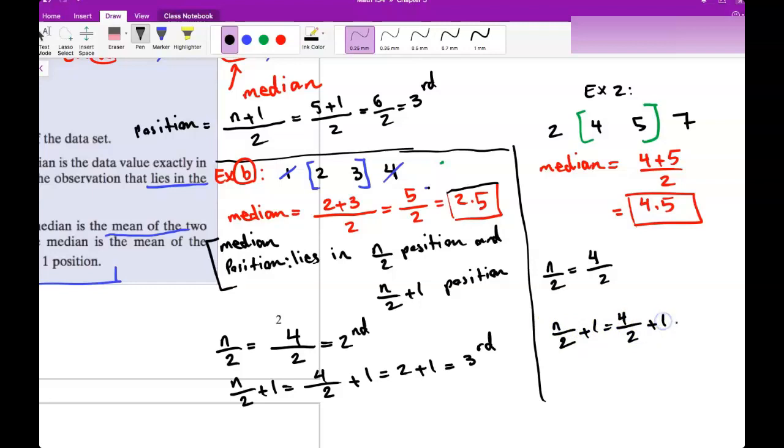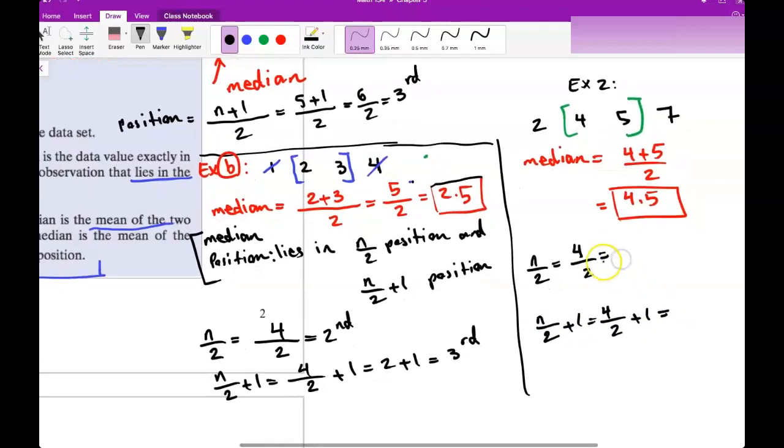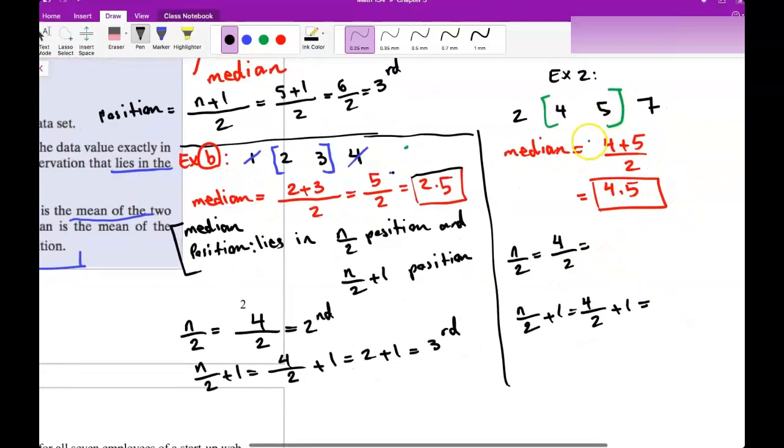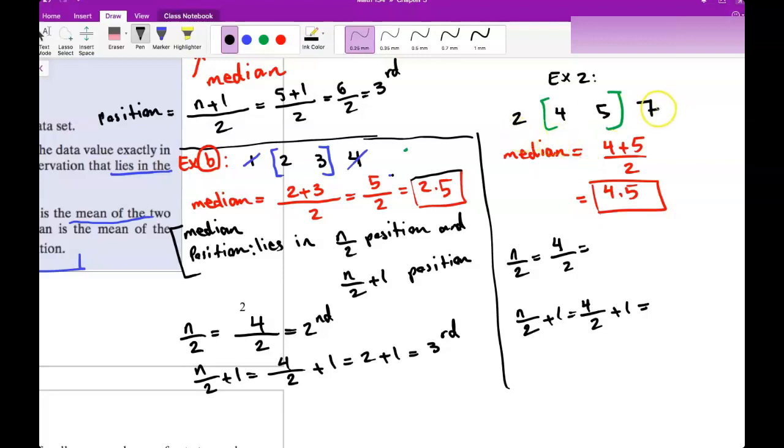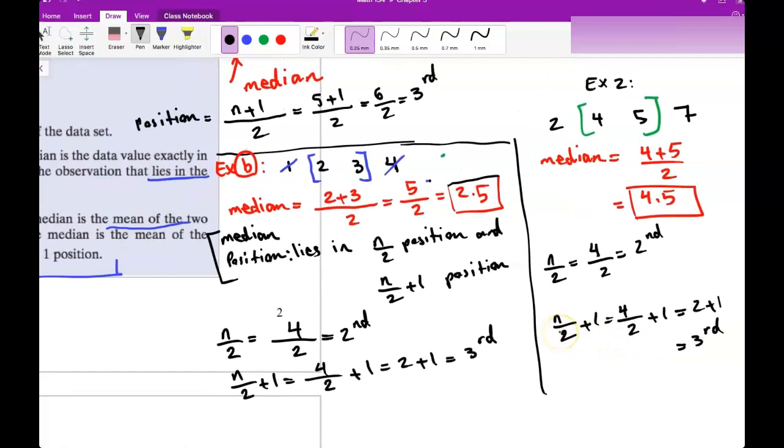See, we have exactly the same thing, because we have the same number of observations. Here are 4 numbers. Here also we have 4 numbers. So this one is second, and this is third. So our median lies in second and third place, and that is here.